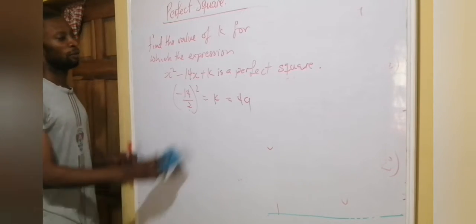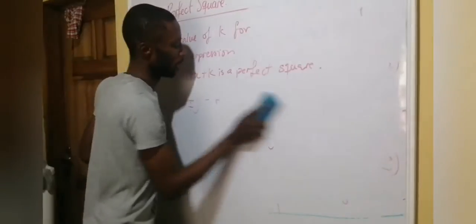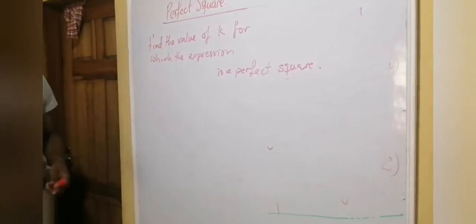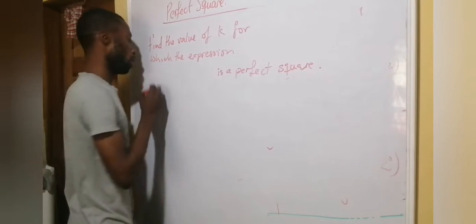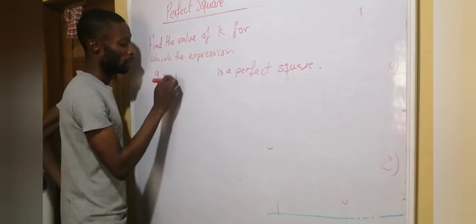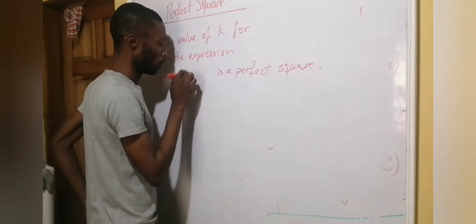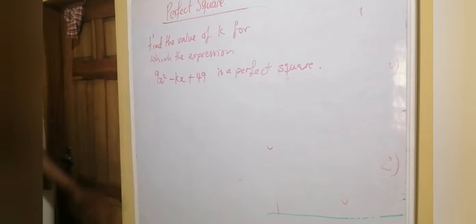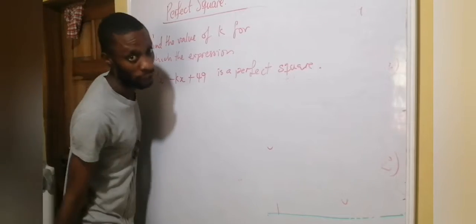Find the value of k for the expression. Let me check another example. 9x squared minus kx plus 49 is a perfect square. Now, this one is a bit difficult. So, not that difficult.